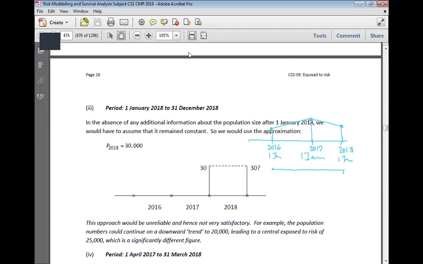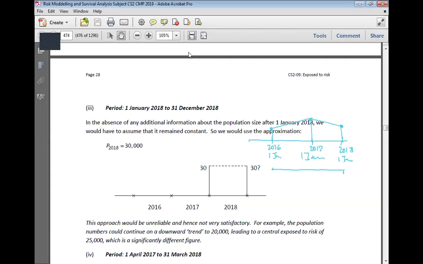We can figure out the 9 months part, but again, after Jan 2018, we don't have any data. So we won't have any basis for the last figure, for the 31st March 2018, right? Okay, so what is it that you can do? You can just assume that it stays at 30 throughout that time period, right?